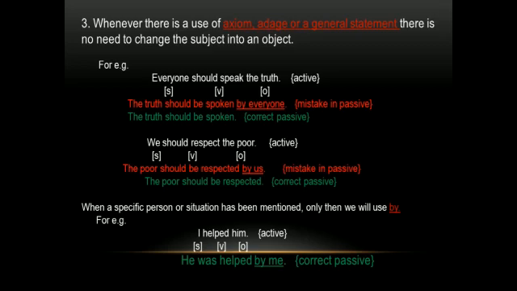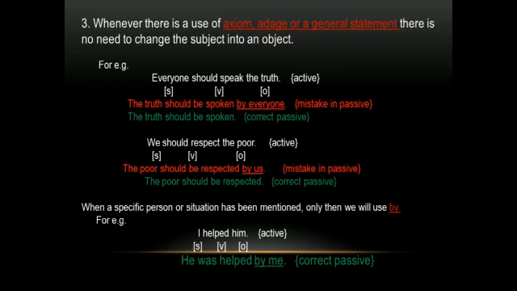Instead of that, we can just write, the truth should be spoken, and by everyone is understood. It's not that truth should be spoken only by Indians or only by Americans. It is a generally agreed truth that truth should be spoken. So there is no need to mention by everyone. So we don't have to change the object's place over there, okay? Or the subject to the object's place.